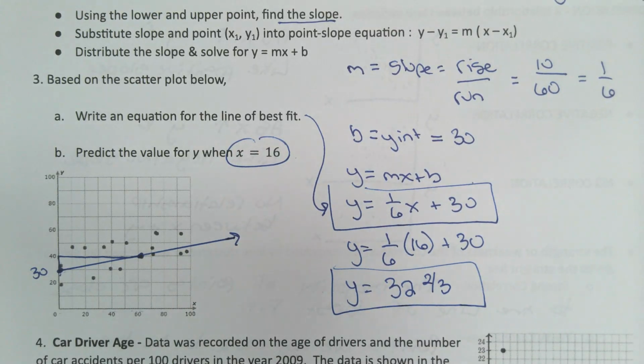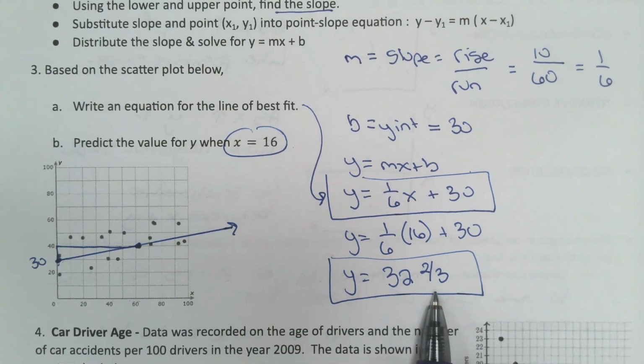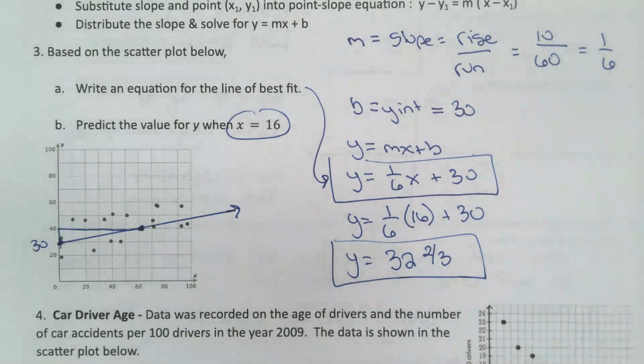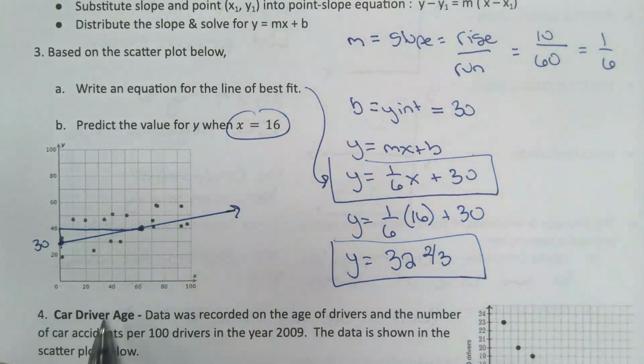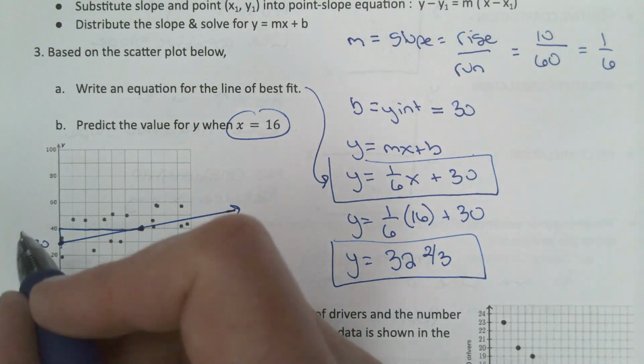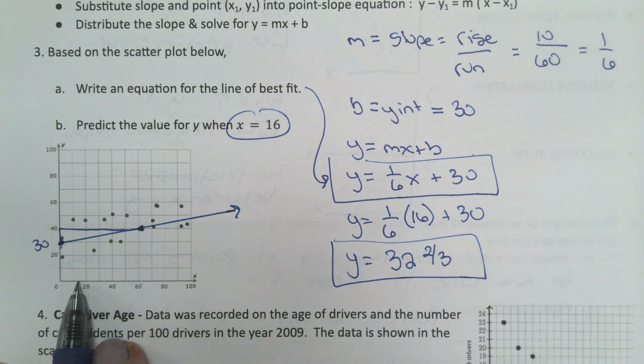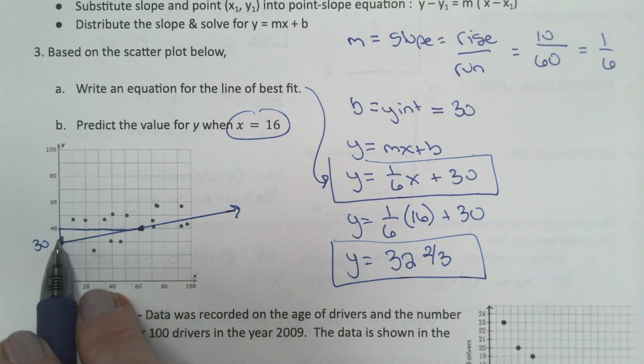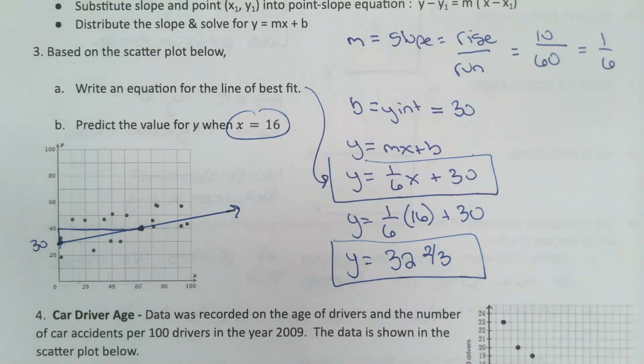My calculator gave me the answer as a mixed number. If yours gives it to you as a decimal and you choose to round it, if you use my numbers, your calculator might say 32.6 repeating, so 2/3 is the same as 0.6 repeating. All right, so when x equals 16, that means it would be right about here. I would always fact check it against your chart. So if you go up and over, yep, I would believe that that was about 32. So all of this seems to be reasonable.